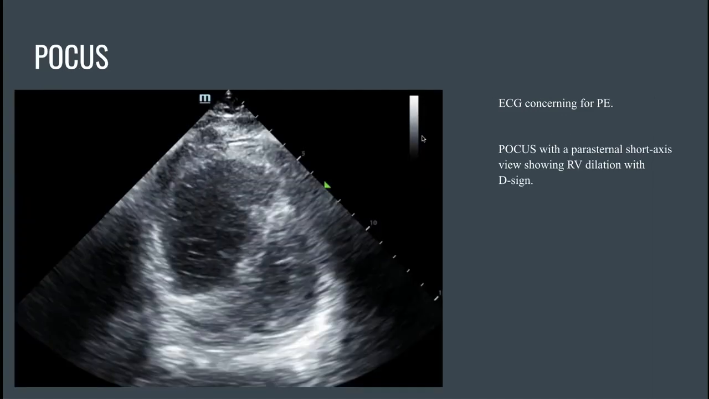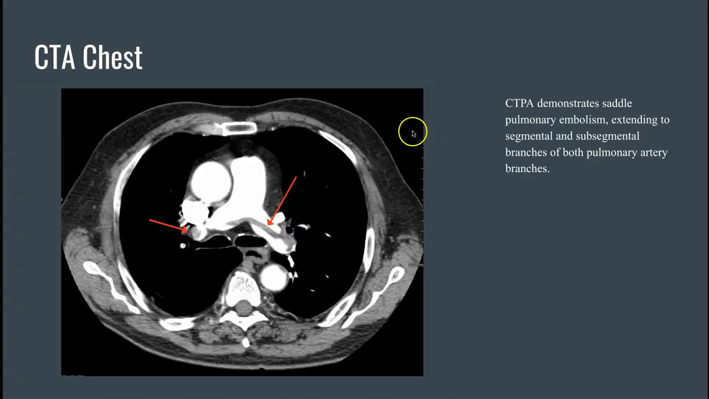So we did a point of care ultrasound because the EKG and chest x-ray were kind of concerning for a PE. The point of care ultrasound showed a right ventricular dilation, so that's a little concerning. And then we skipped the D-dimer because he's a 70-year-old and he is a high-risk patient, so we went straight to a CT angiogram of his chest. This showed saddle PEs in both branches of the pulmonary arteries.